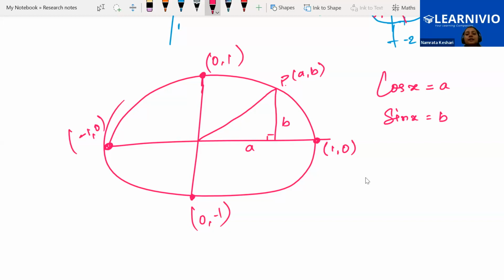Now we are saying that in this unit circle there is a random point P we have taken, (A, B). Now A is cos x, B is sin x.